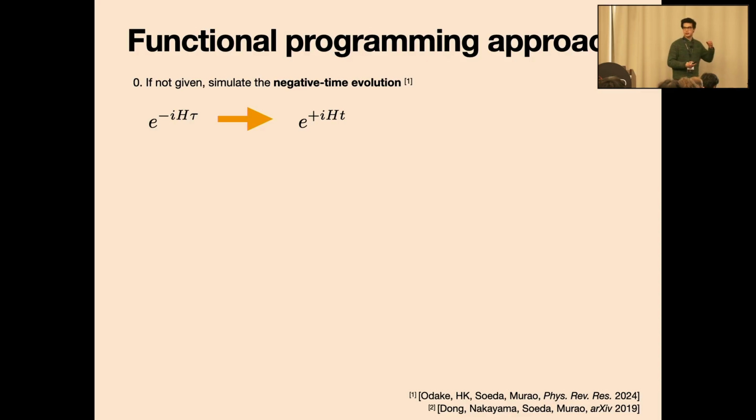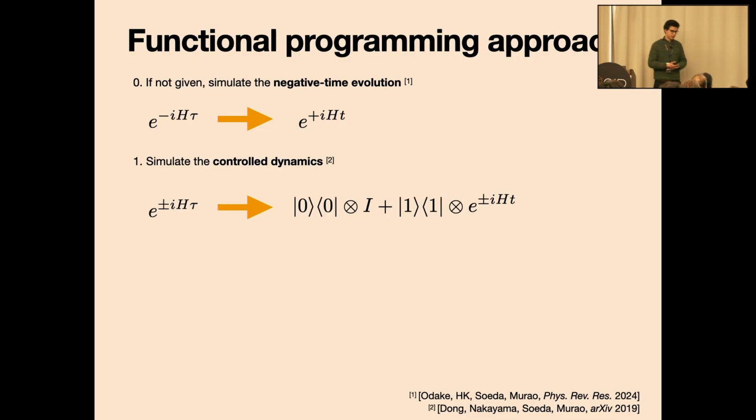The first step, which we call step 0 here, is that if we're not given access to both the positive and negative time, and we just assume we have access to the forwards time evolution, e to the minus iHτ, then in fact we had another algorithm 2 or 3 years ago, which, given any Hamiltonian evolution forwards, allows you to simulate the backwards time evolution. So if you only have one of them, you can use that algorithm to get the second one. But for the rest of the talk, I'm going to assume that we have access to both the forward and backward evolution for simplicity.